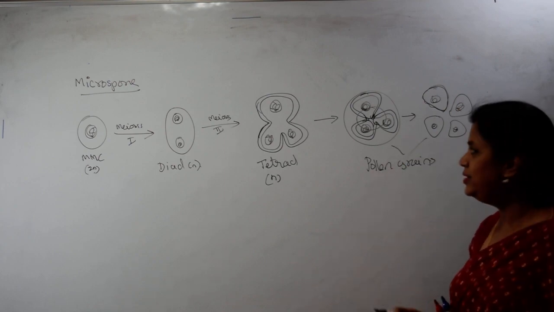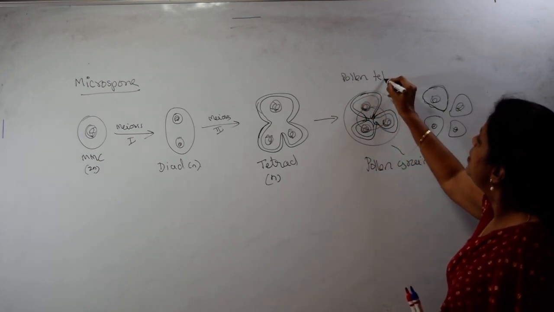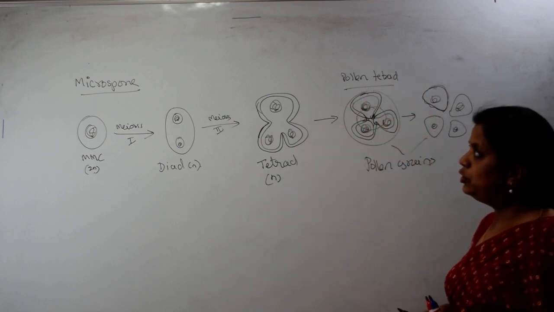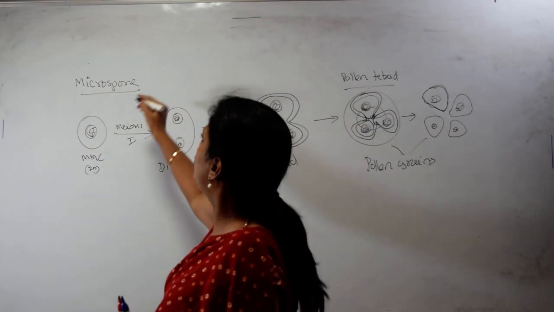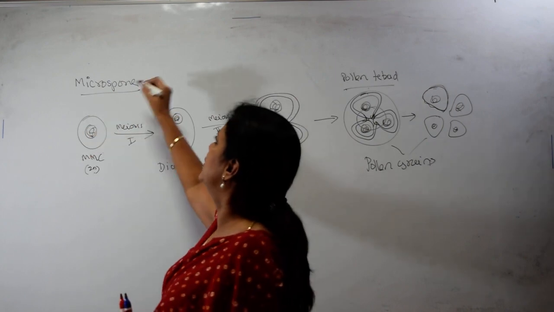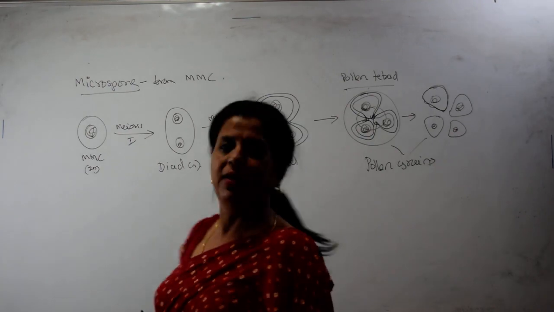These are the pollen grains. This is called the pollen tetrad. Tetrad means having 4 cells held together. So this is the microspore development from the microspore mother cells. Formation of microspore from the microspore mother cells, MMC. This is the structure.